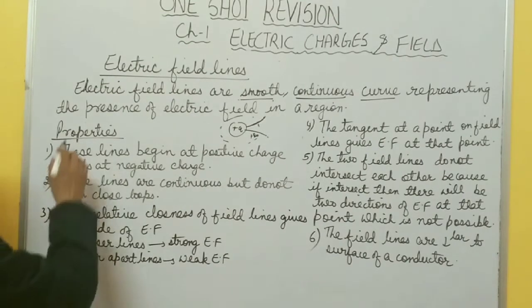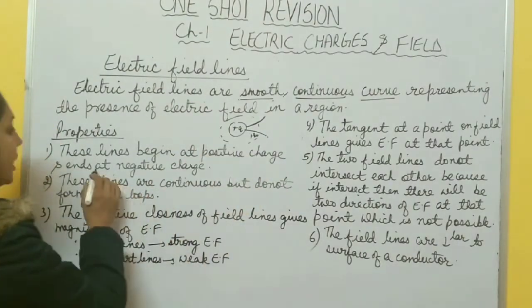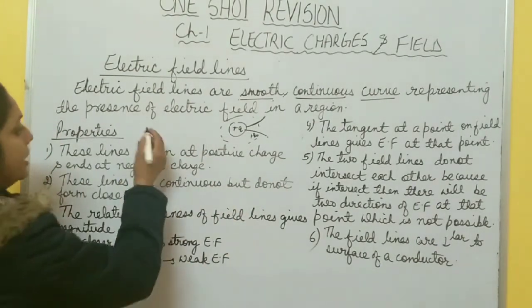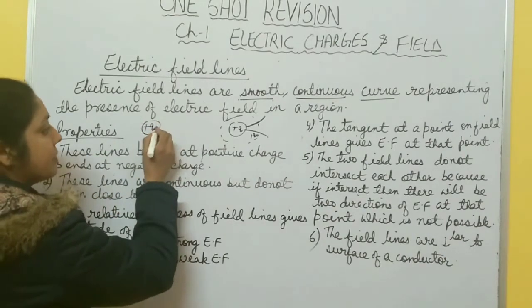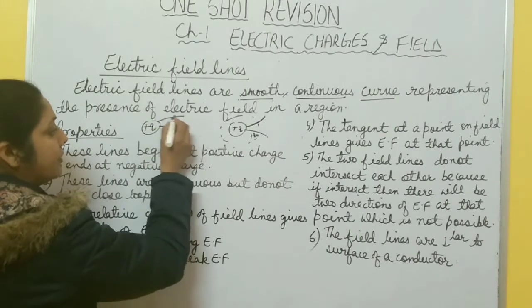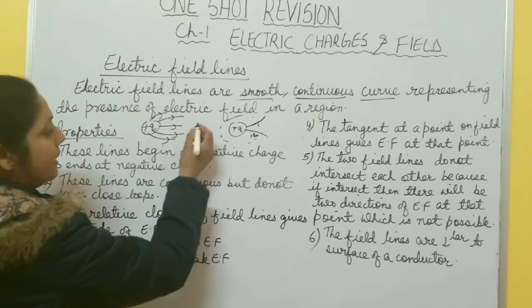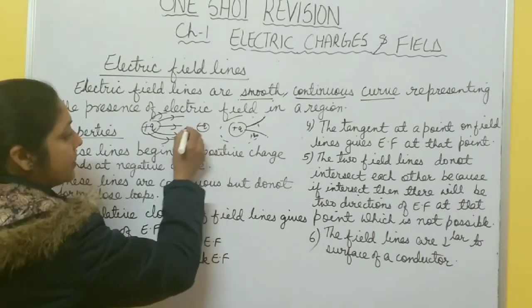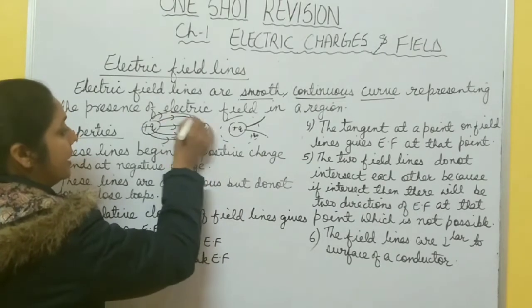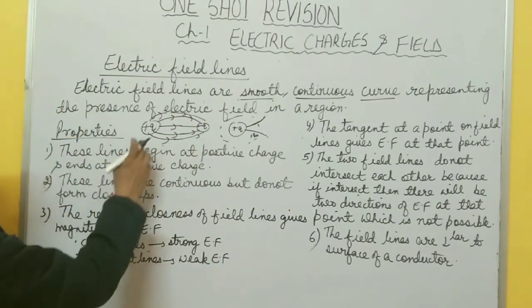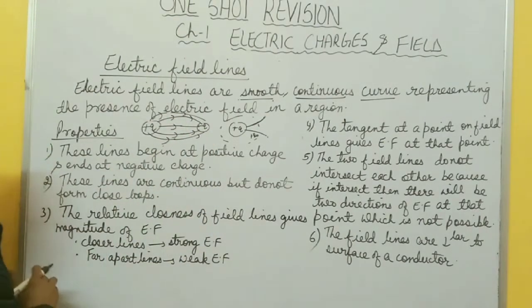Now what are the different properties of these electric field lines? These lines begin at positive charge and end at negative charge. Suppose this is a positive charge, right? So electric field lines begin from this positive charge in this way and end at negative charge. Suppose there is a negative charge, so it ends at this point. It means it starts from the positive charge and terminates at negative charge, right?